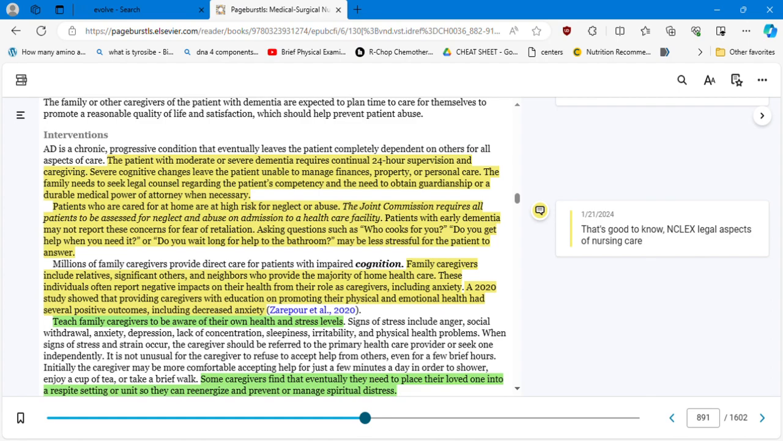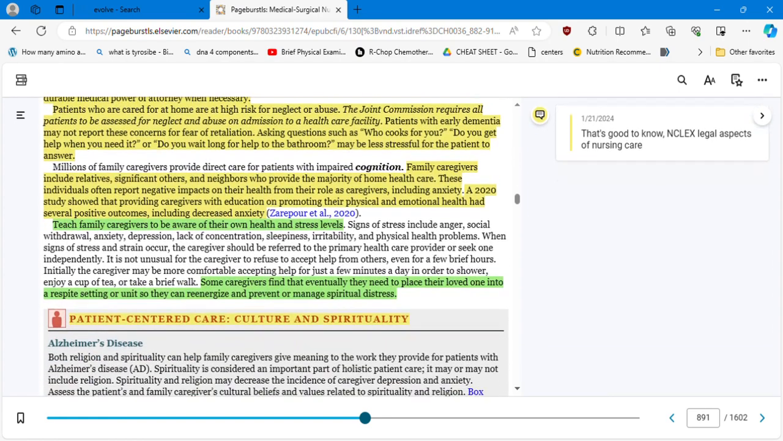And that's true, yeah. I got the report that whenever the CNA, the home health assistant, arrived to the house of this lady, basically she needed to clean after the lady, right? And she had to change the bed sheets, and it was a disaster. Very, very difficult situation. Family caregivers include relatives, significant others, and neighbors who provide the majority of home health care.